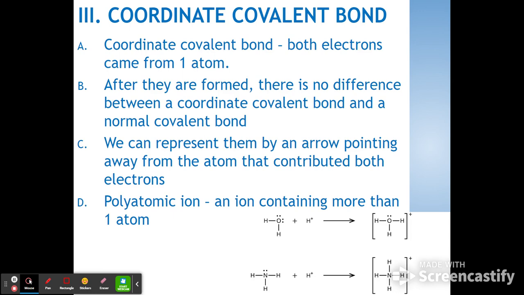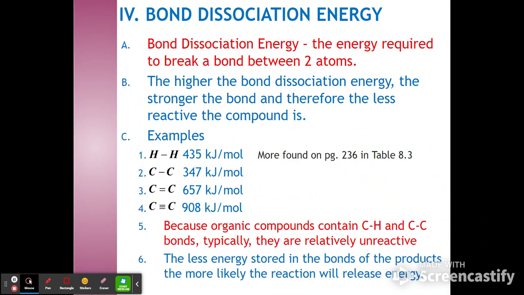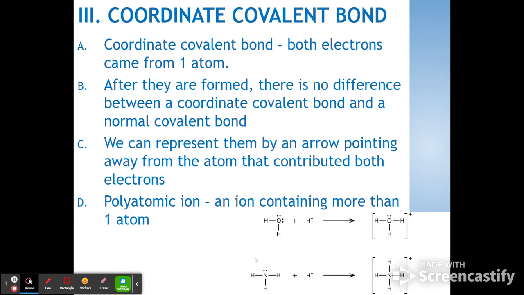Polyatomic ion is an ion containing more than one atom. So here's a couple of examples of coordinate covalent bonds with polyatomic ions. Water reacts with an acid to form hydronium ion, which I believe I have written on your common ion sheet. Ammonia reacts with an acid to form ammonium ion, which I know is on your common ion sheet.